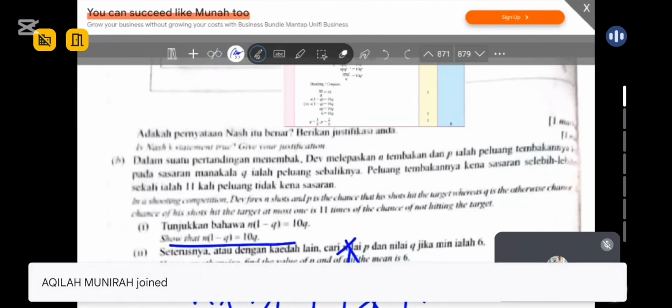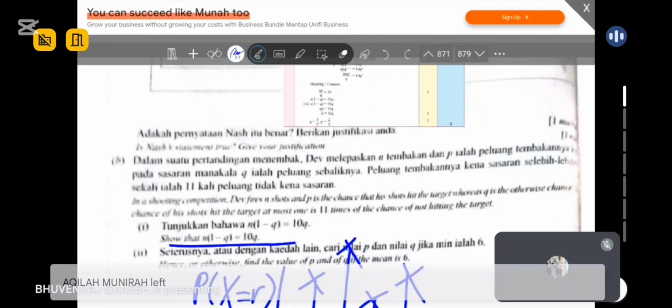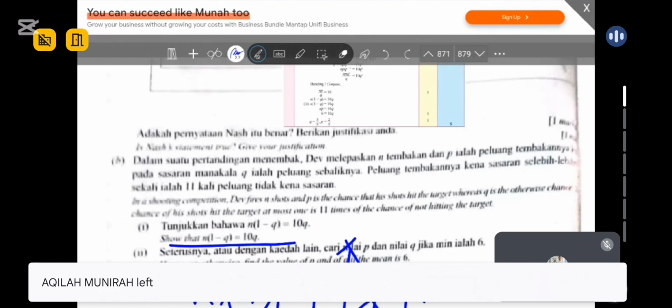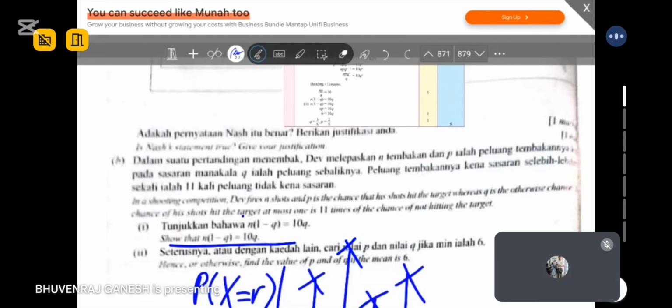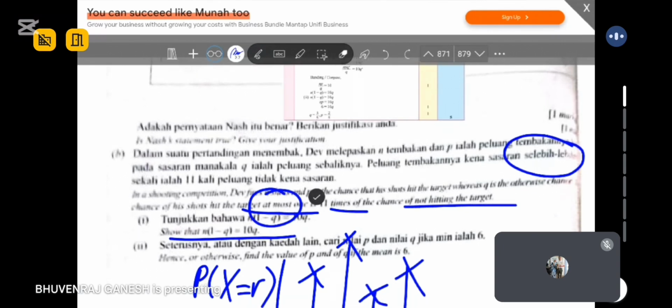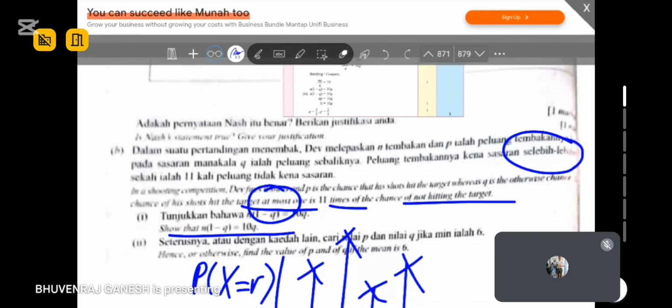Another show question. You have to prove this, guys, for question B1. So how? You have to read the statement. They say over here, at most 11 times not hitting the target. Okay, guys, so may I know, what is the inequality symbol for at most?